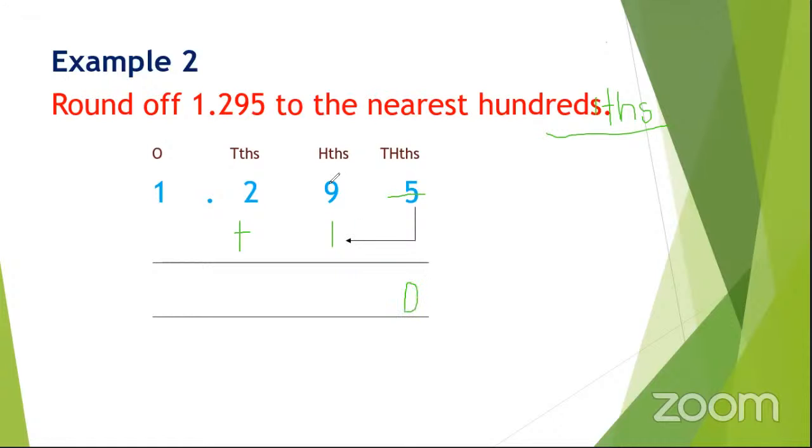Then hundredths, we have 9 plus 1, we have 10. So we write 0, you regroup 1. Then under tenths, we have 2 plus 1, we have 3.1. Now the question is, how can we write our final answer?